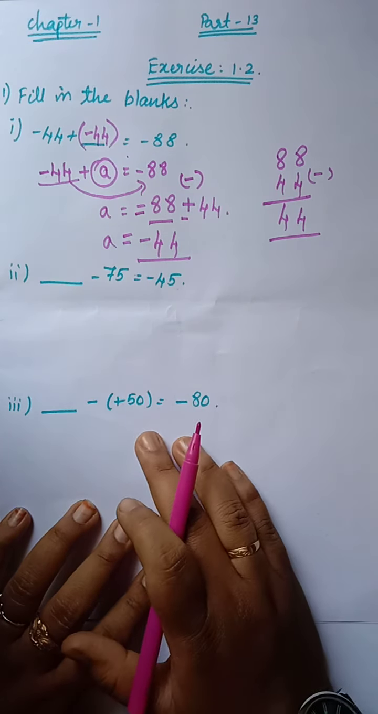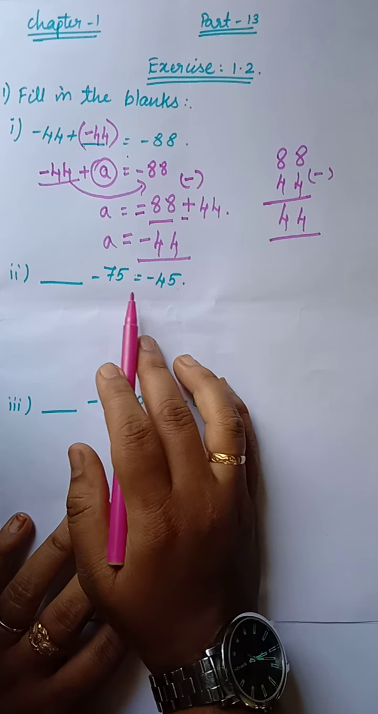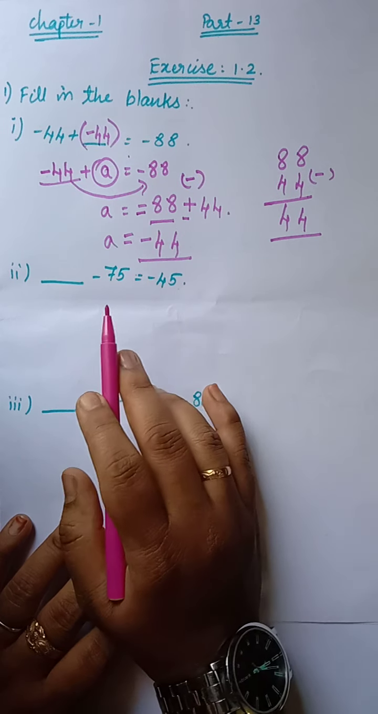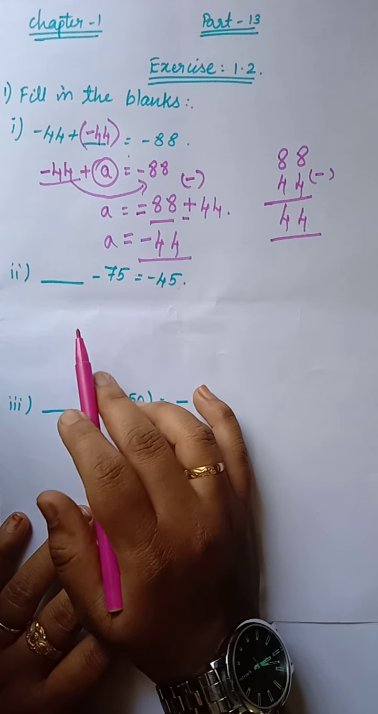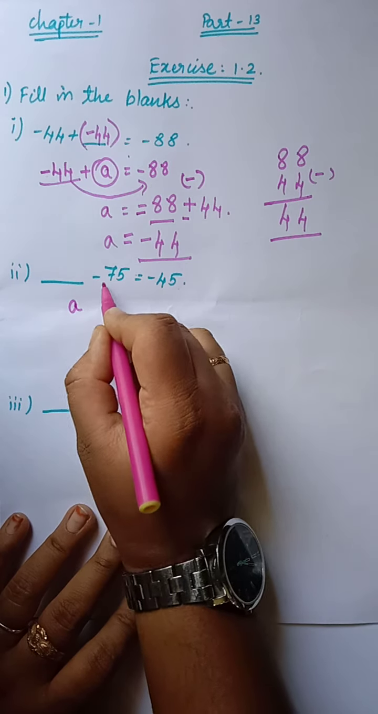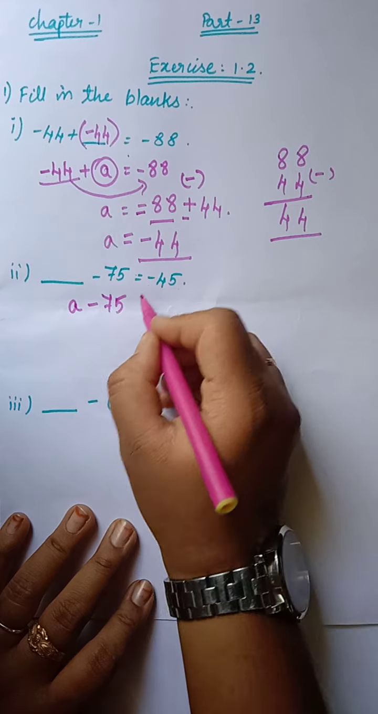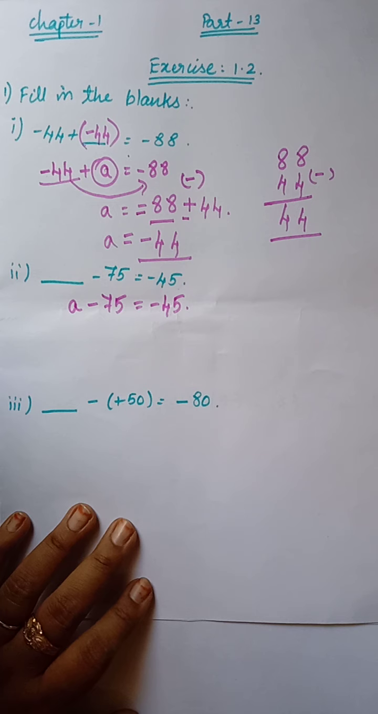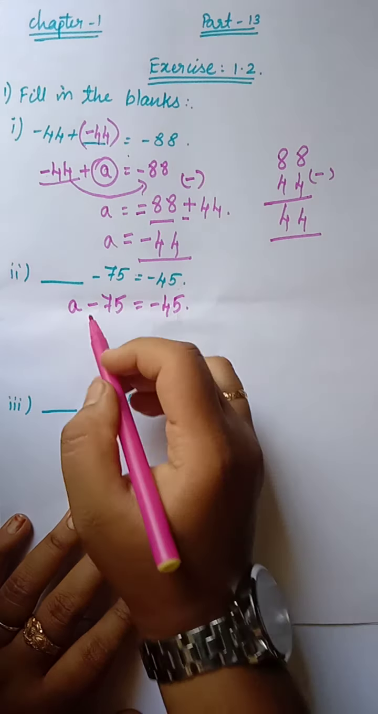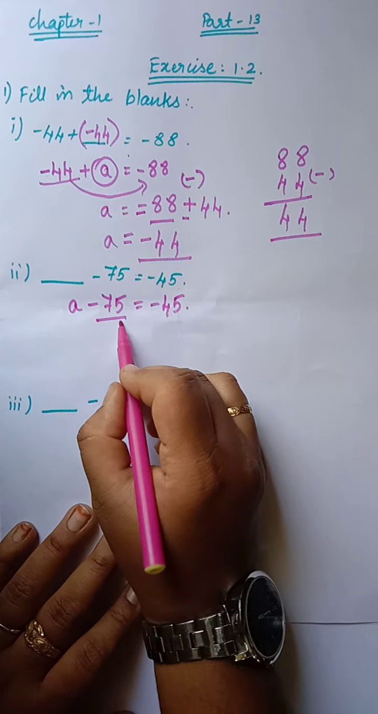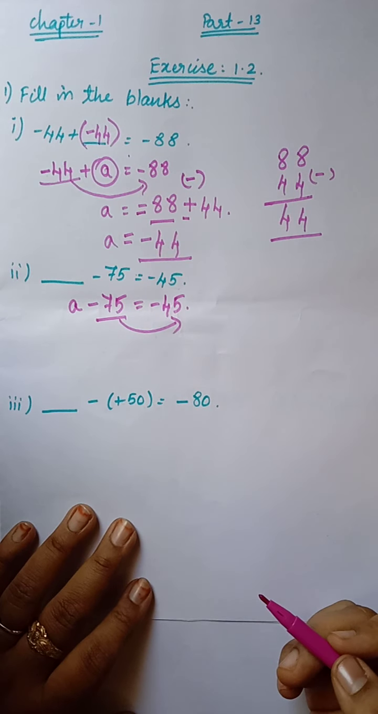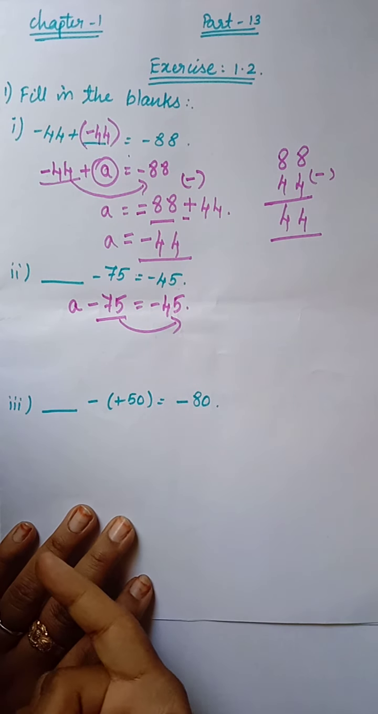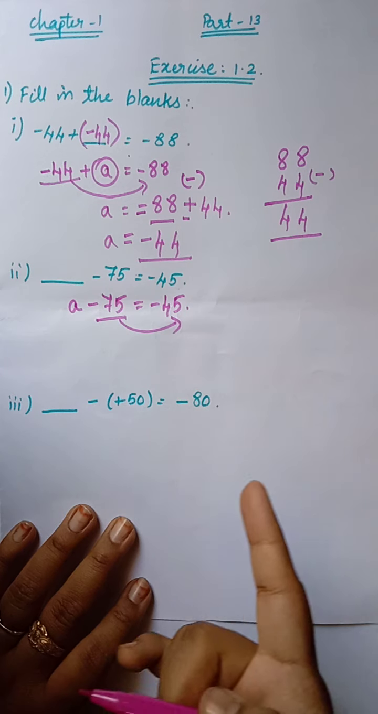The next second sum is dash minus 75 equal to minus 45. As usual, for dash what are we going to substitute? a. So a minus 75 equal to minus 45, right? Now we have to find the value of a alone. For finding the value of a alone, this minus 45 should go to this side. So how will it be changed? It is in subtraction form. When it goes to this side, what will happen?